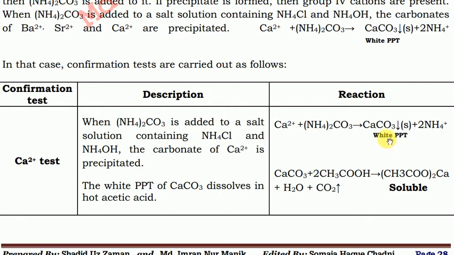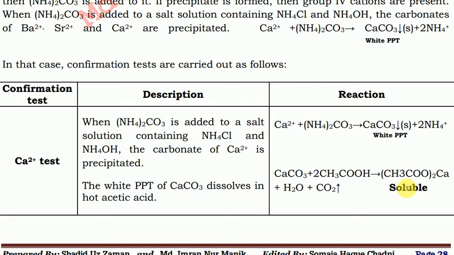Then afterwards, in this PPT containing test tube, we have to add glacial acetic acid or hot acetic acid. If we add glacial acetic acid or hot acetic acid in the test tube that contains the PPT of calcium carbonate, then the PPT will dissolve by reacting with the acetic acid, because the reaction of acetic acid with calcium will produce a soluble complex, calcium acetate. This is the confirmatory test for the presence of calcium ion in the sample solution.